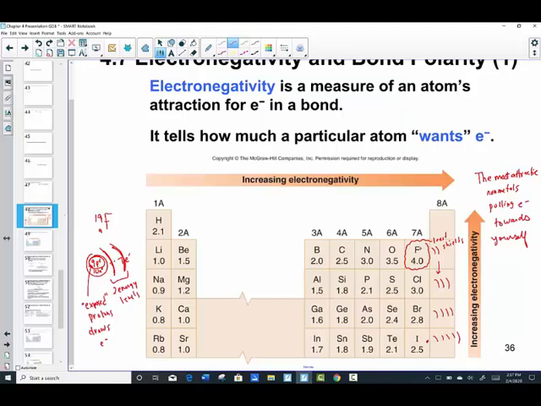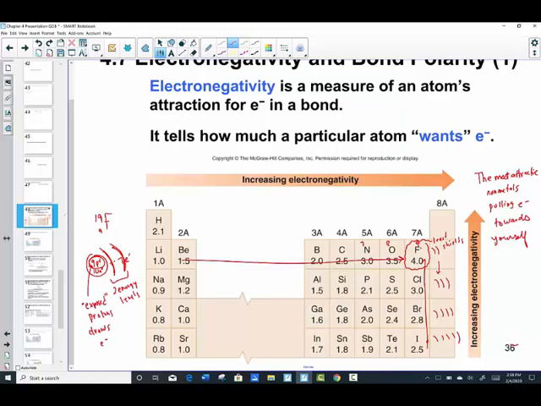Fluorine has 9 protons. Of course, oxygen is small, but it only has 8 protons. Nitrogen is small, but only has 7 protons. The more protons, the more ability it has to draw electrons towards itself. So fluorine is the strongest of strong nonmetal. Notice the trend. Electronegativity increases as you go up and increases as you go across.